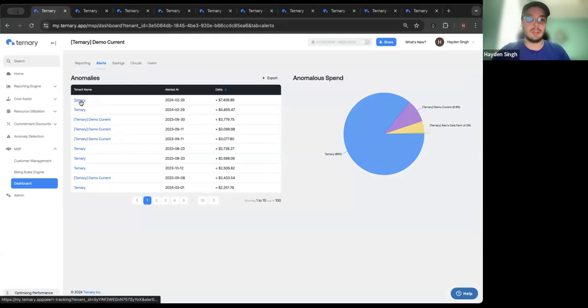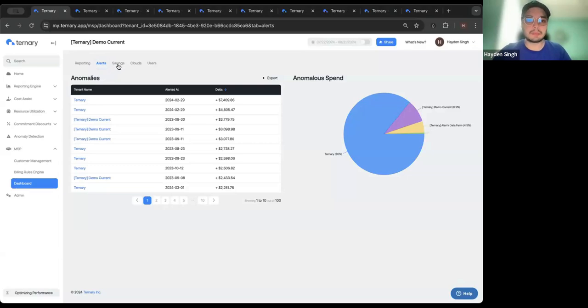If you actually just click into any of the tenants, you'll jump straight to that specific anomaly, into that specific tenant, and then you'll be able to understand, hey, why did this shoot up? And we'll walk through exactly how those work as we get a little bit later into the demo.